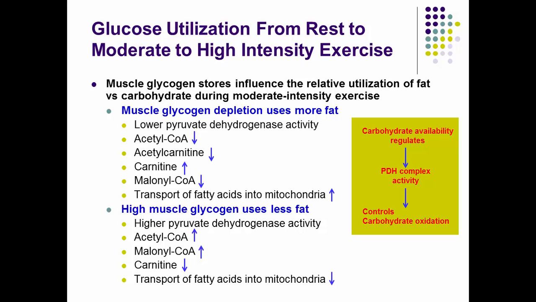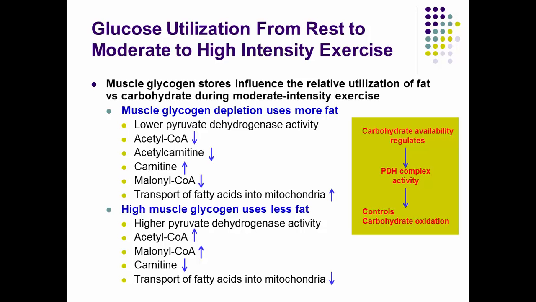So malonyl-CoA, as I mentioned, is very important, right? It regulates the fatty acid transporter. So lower malonyl-CoA levels will allow more fatty acids to be transported to mitochondria for oxidation, right? So that will promote the fat oxidation.